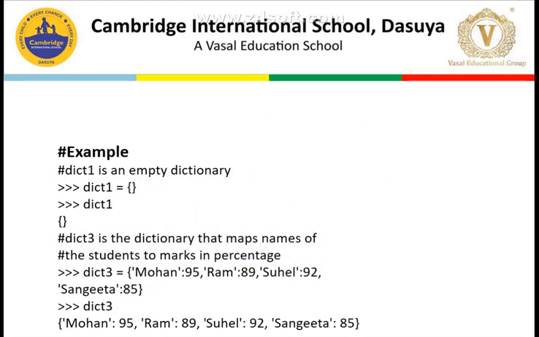Students, in the last lecture we started with how to create a dictionary. First we created an empty dictionary, then we created a dictionary with the name dict3, and entered three items. In the first item, the key is Mohan and the value is 95, the percentage. Similarly, Ram is acting as a key and 89 is acting as a value, and so on. This is how we create a dictionary. We'll use the same dictionary again in today's topic.